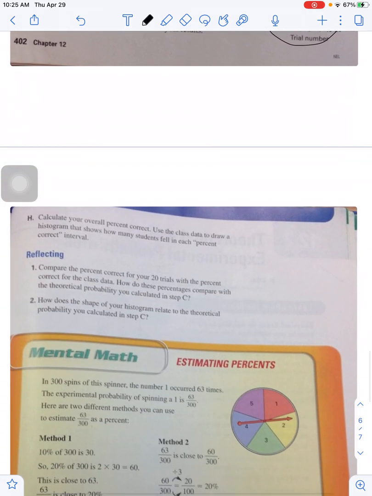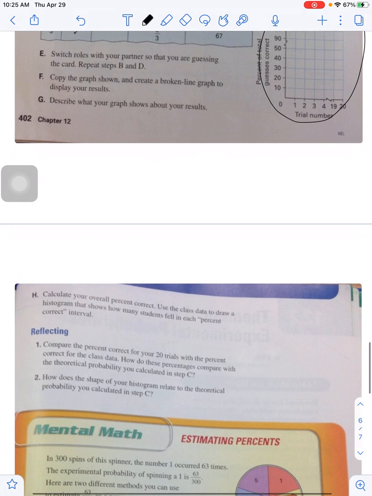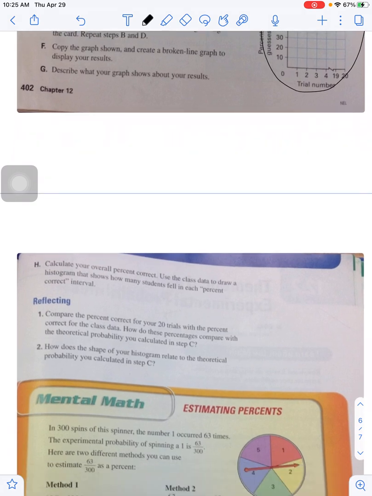Step H, you're going to calculate your overall percent correct. And then we want to share this data. So we're going to ask grade 8 students to post their percent correct on Schoology so that everyone in grade 8 can use that data to do the last step here. It says use the class data to draw a histogram that shows how many students fell in each percent correct interval. So you have to make intervals.